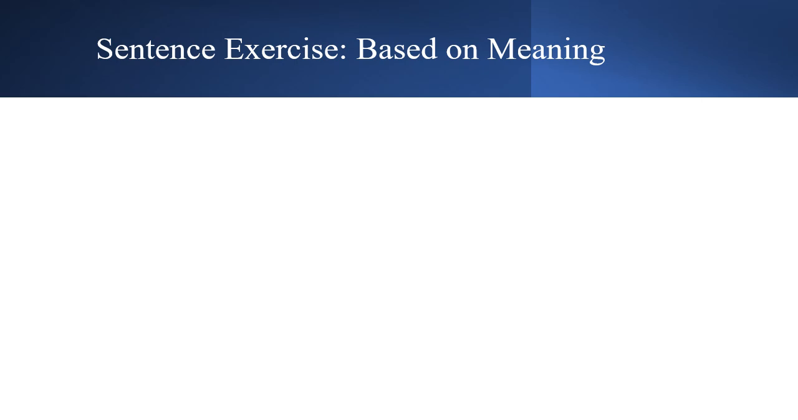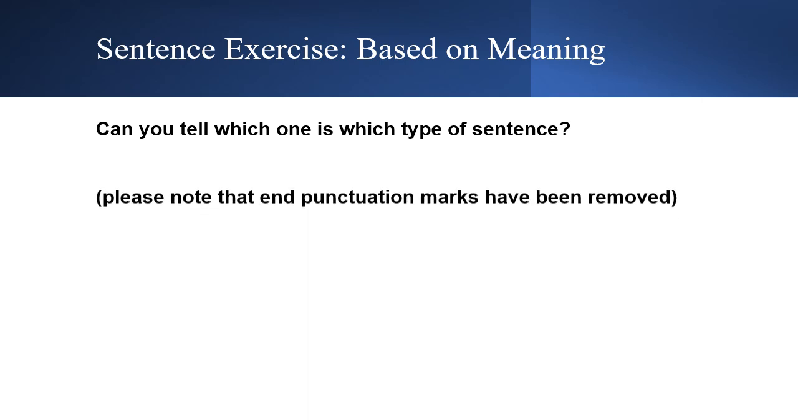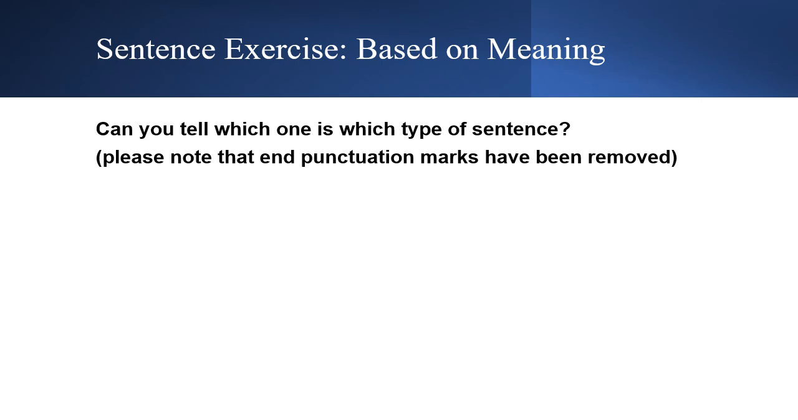Now I would give you an exercise based on sentences and their meaning. The exercise is very simple, and it would give you some practice, and this is how you would keep everything in your mind or memory. Can you tell which one is which type of sentence? And please note that I have removed the end punctuation marks so that you don't get an idea, because if I put a question mark in front of a question sentence and an exclamation mark in front of an exclamatory sentence, then you can tell. So that's why I have removed all the end punctuation.